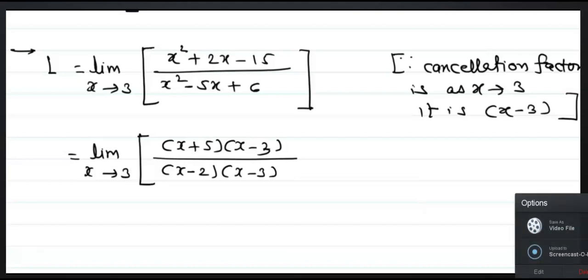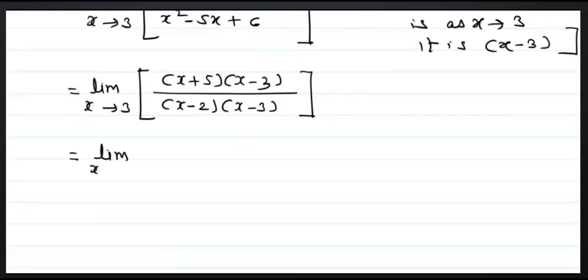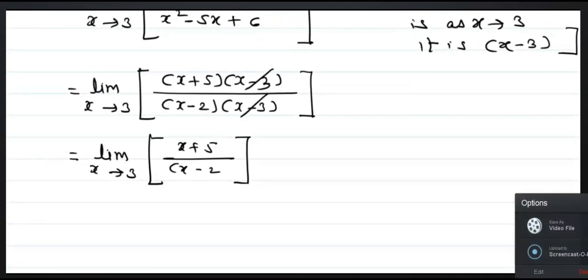This is important. We have factorized this. Numerator is x plus 2 and denominator is x minus 3. Numerator is (x plus 5) into (x minus 3) and denominator is (x minus 2) into (x minus 3). Now x minus 3 from the numerator and denominator gets cancelled, and now in this case we will substitute the direct value of x equals 3.